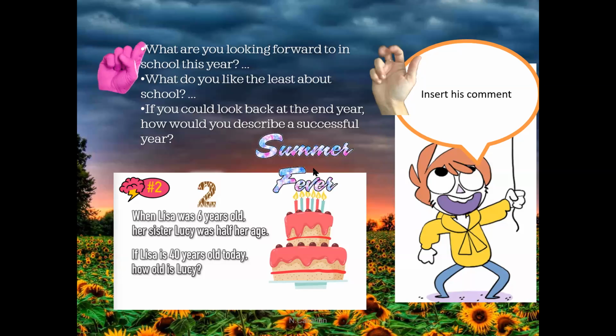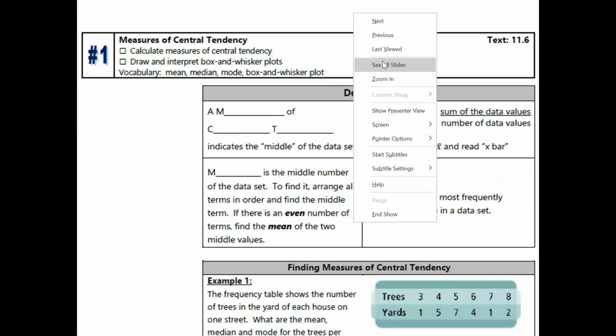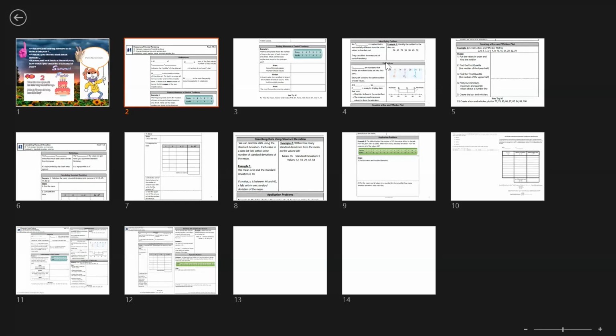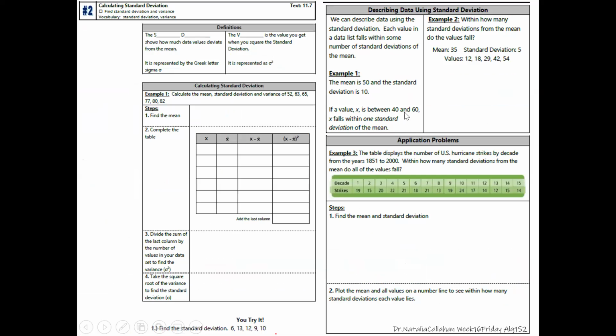Go ahead and pause the video and answer the following 3 questions. All right, so today we're going to get started with your guided notes for this class. It should look like this for the first page and this for the second page.